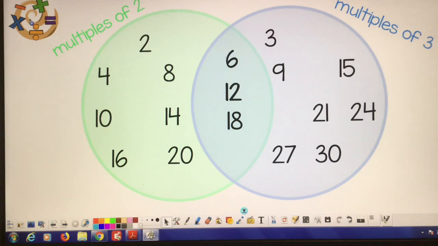Okay, now number 18. Which number would not be in the area where the sets overlap? 6, 9, 12, or 18. Remember, I'm looking for one that's not in the overlapped area.